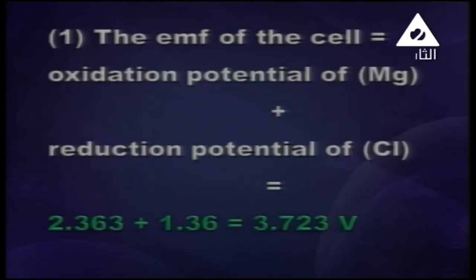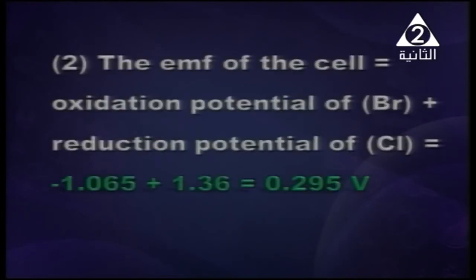Number one, the EMF of the first cell, the first reaction, equals the oxidation potential of magnesium, which represents the anode, plus the reduction potential of chlorine, which represents the cathode, equals 2.363 plus 1.36 equals 3.723 volt.